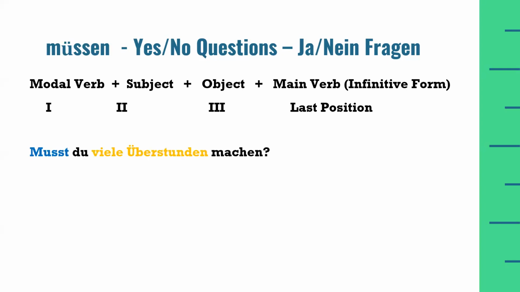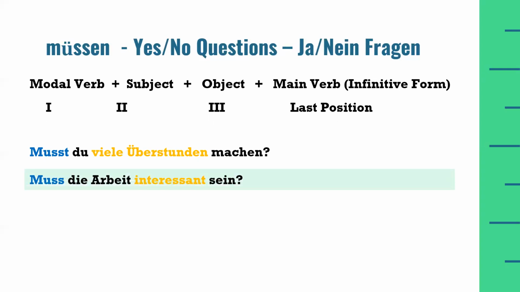Now let's have a look at the examples. Musst du viele Überstunden machen? Do you have to do overtime? Now in this sentence, we are starting the sentence with modal verb müssen, and we have conjugated it according to the subject du, which is at the second position. So for du, the modal verb müssen becomes musst. Next comes viele Überstunden. Überstunden means overtime, and machen is the main verb of the sentence which comes at the last position of the sentence.